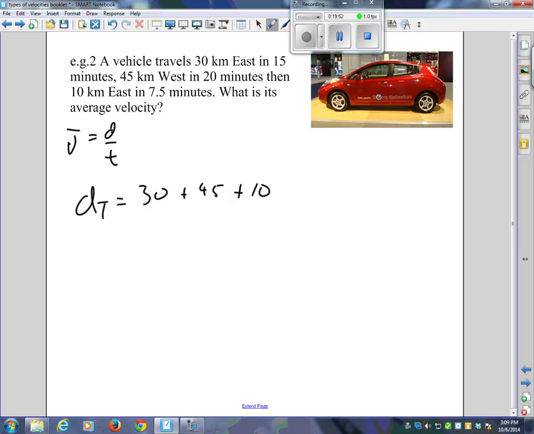How come? 30 kilometers east is to the right, so that's positive. But 45 kilometers west is actually negative 45, isn't it? And plus 10 to the east. So my overall displacement, 30 minus 45 is minus 5 plus 10. Minus 5 kilometers is my displacement. Kind of like that little graph one where it was like 2 steps forward and 1 step back, I think, right? Now, what's the total time?